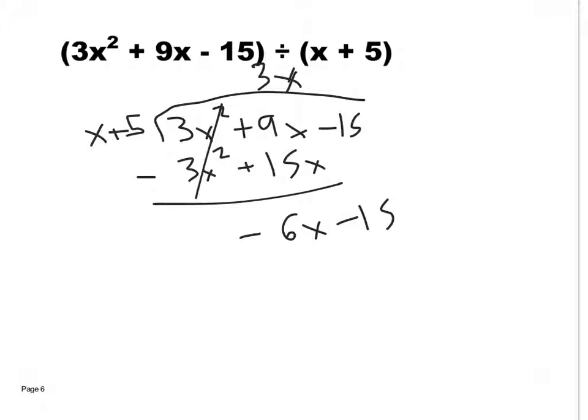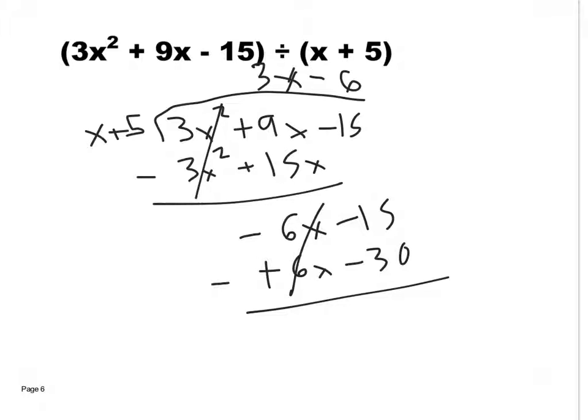And then I drop down the minus 15. What do I need to times x by to make it negative 6x? Negative 6. So I take negative 6 times x, I get negative 6x. I take negative 6 times 5, and I get negative 30. And then I subtract. What is negative 6x minus negative 6x? 0. They cancel each other out, because the negative and the negative make positive.